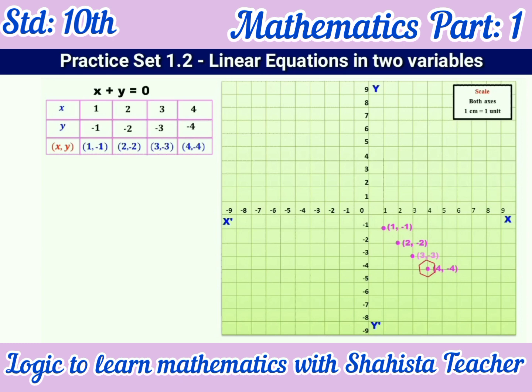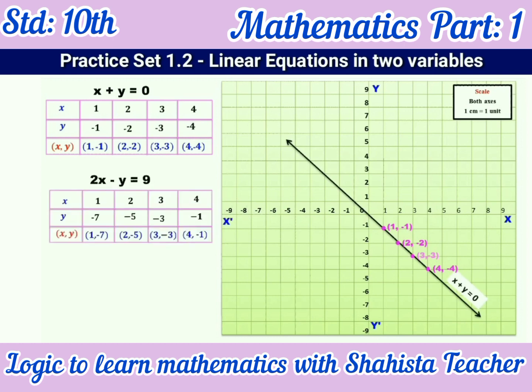Now here we have to join all these 4 points by drawing a straight line. So draw a straight line and join all these 4 points. And give the equation name: x plus y is equal to 0.